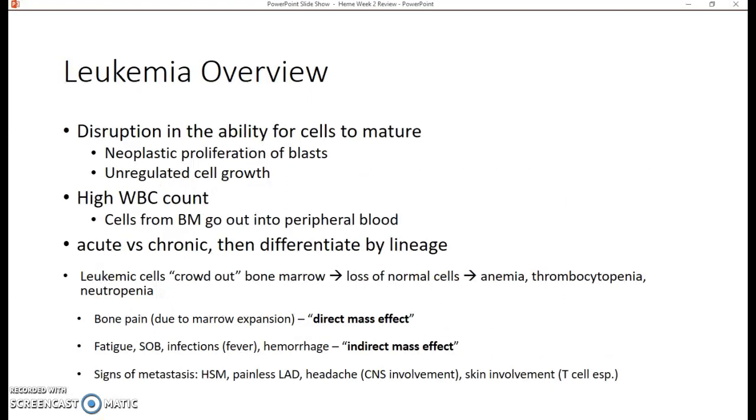Leukemia, just an overview. There's disruption of cell maturation. You get all these blast cells. You get a very high white count. You divide it into acute and chronic, and then we divide it further into what type of cell it is. These are very sick patients. The acute leukemias come in with bone pain due to expansion of the marrow, fatigue, shortness of breath due to anemia, hemorrhage, and affecting all sorts of different organs too.